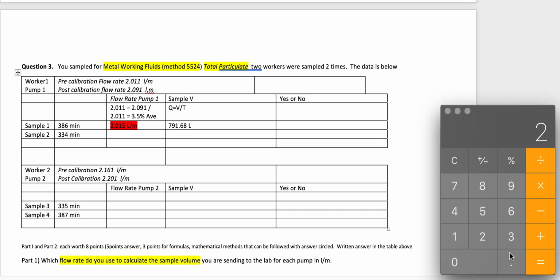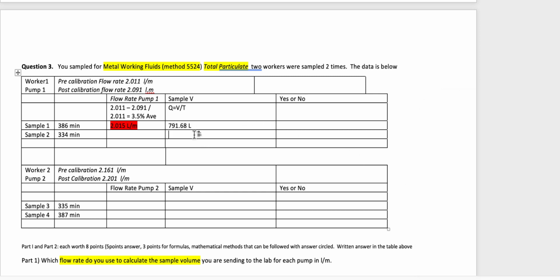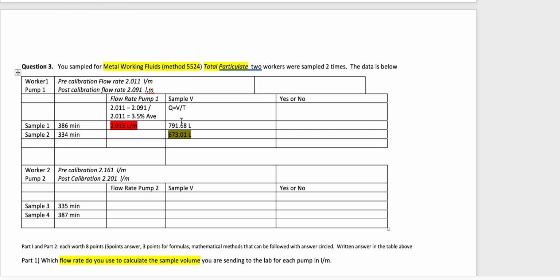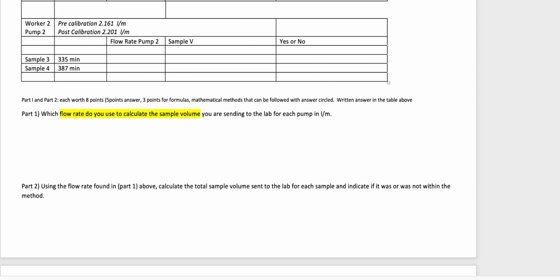And then I go back and take my average flow rate times time, 673.01. So now these are the answers to the second part of the question.